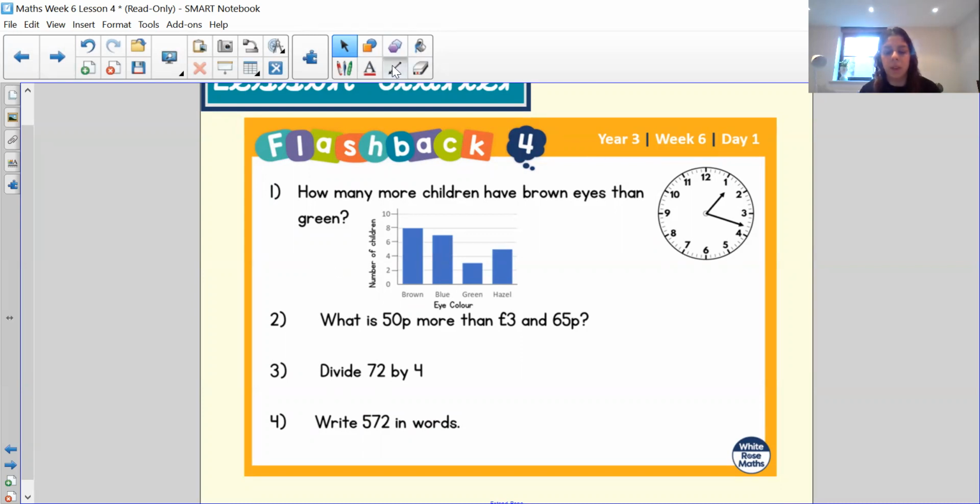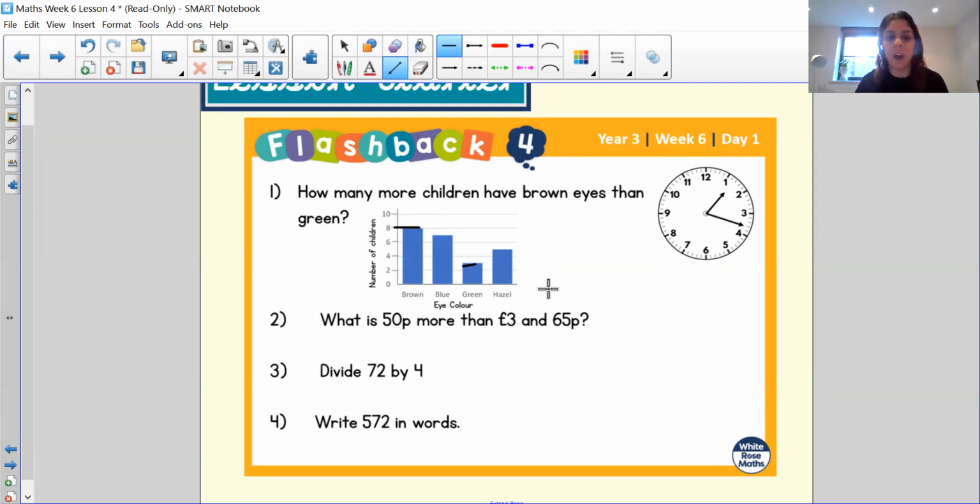Okay, so if brown eyes goes up to the 8 and green eyes is between the 2 and the 4, that must mean it's at 3. How many more? So you can put 3 in your head and you can count on until you get to 8: 4, 5, 6, 7, 8. So you've got 5 there, 5 more. Or you could have done 8 take away 3, that also would have done it. However you worked it out, I don't know if you got that right.